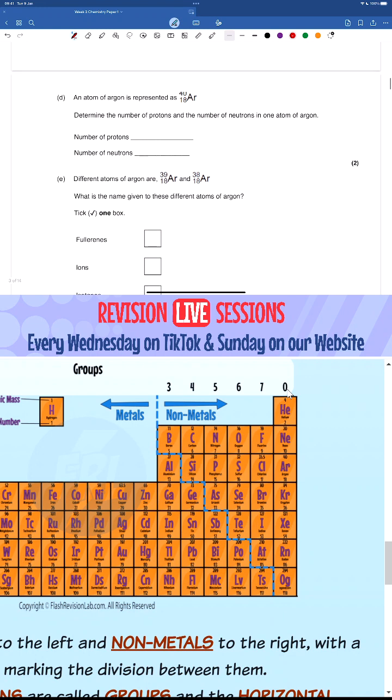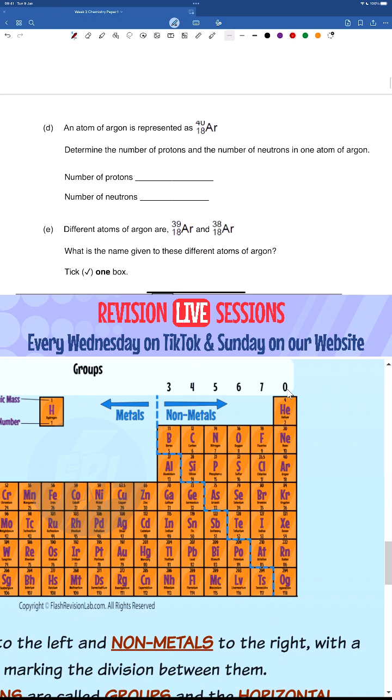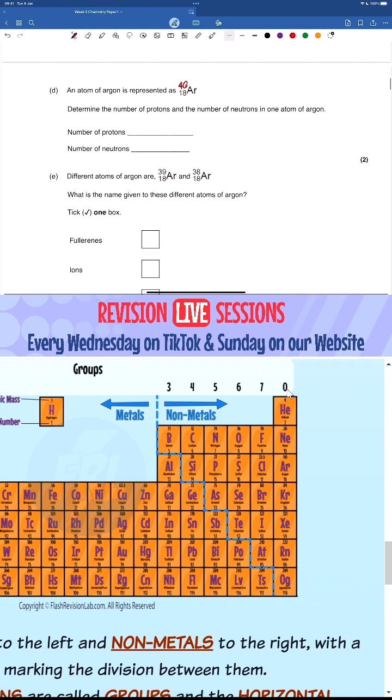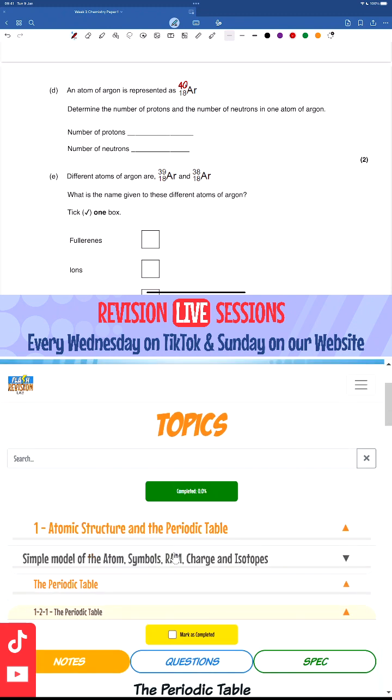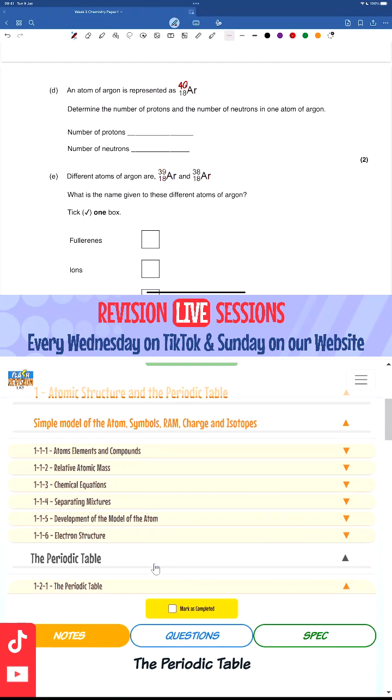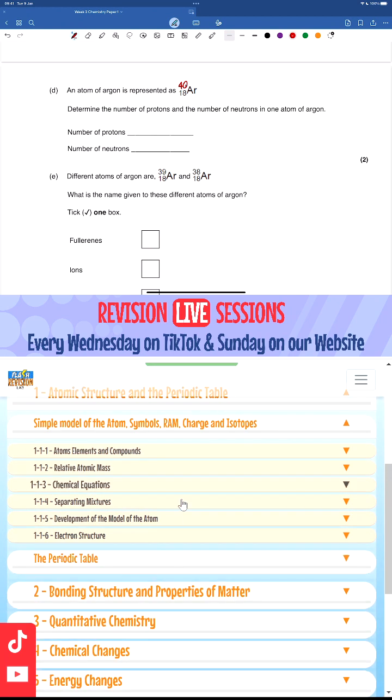Okay, next question. An atom of argon is represented as this. This should be a 40. It's been cut off. It's a 40 and 18. Determine the number of protons and the number of neutrons in one atom of argon. Let me know what you think the answers are. Let me get it up in the notes while you do that. So this is the first topic. So the questions at the start are going to be easy. It's going to get harder as we go on.